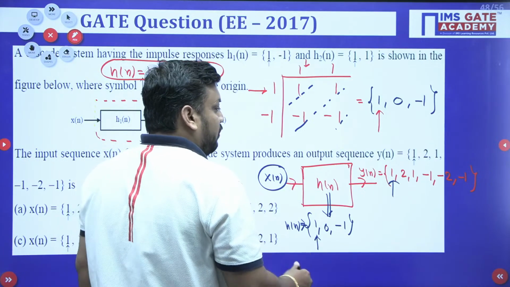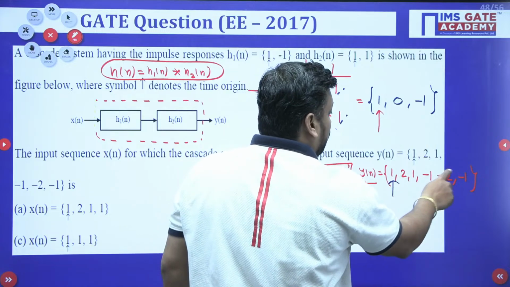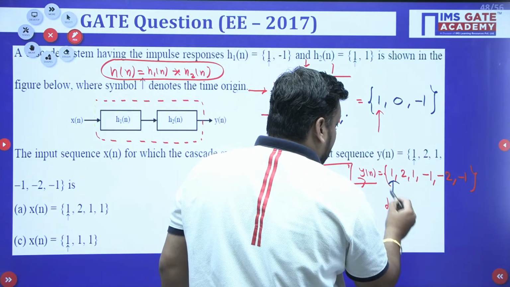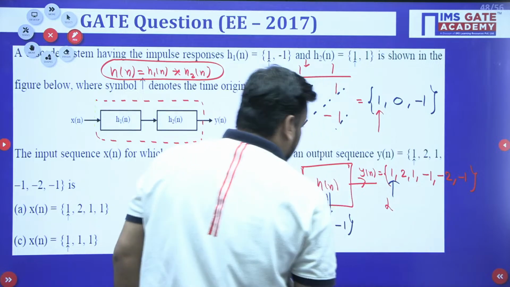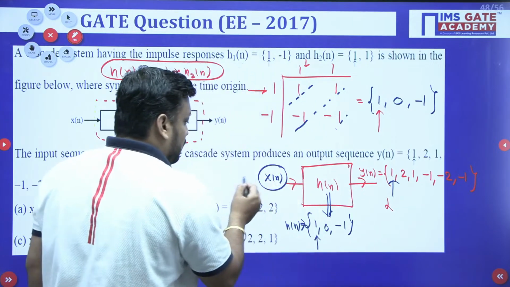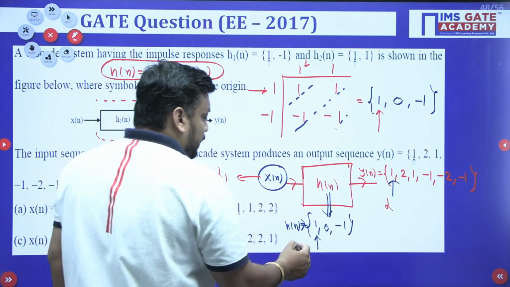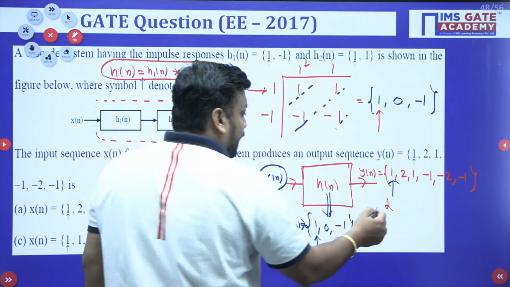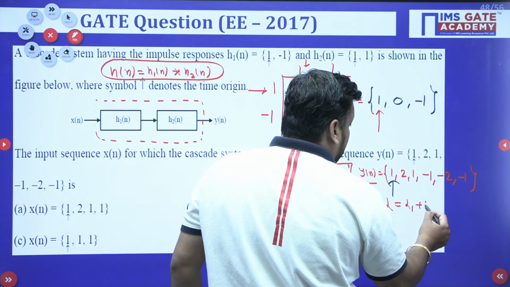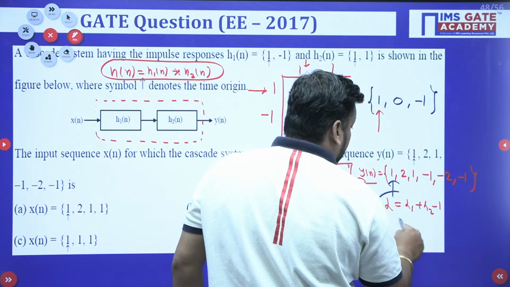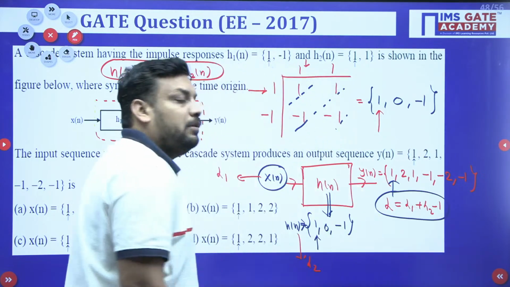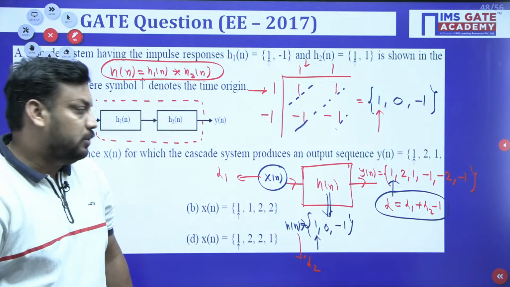Let me see which option you can eliminate. Student, the length of yn is 1, 2, 3, 4, 5, 6. Let me take the xn length as L1 and the hn length as L2. Then the length L is L1 plus L2 minus 1. Yes or no?